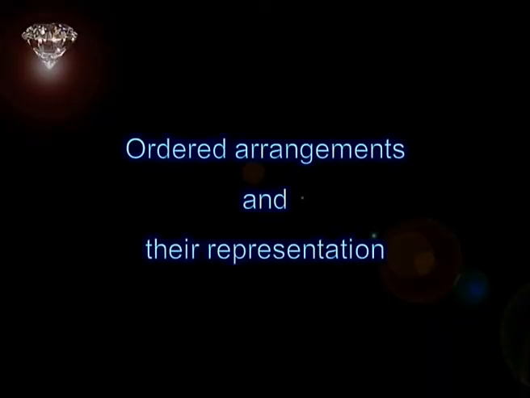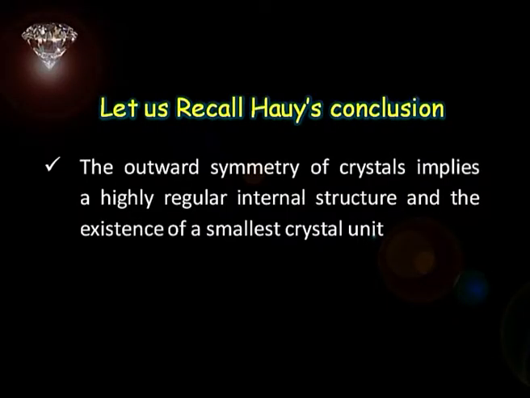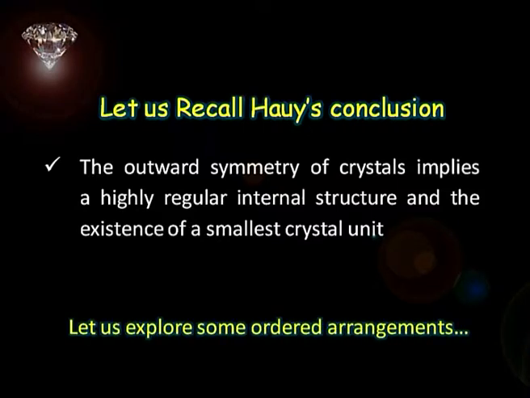So let's now start with understanding what are ordered arrangements and how do we represent them. Before we move further, let's try to recall what Hauy said in his law. He said that the outward symmetry of a crystal implies that there is a highly ordered internal structure, and in the process he proposed the existence of a small unit which can build upon to give you an external symmetry there. Let's explore some ordered arrangements.